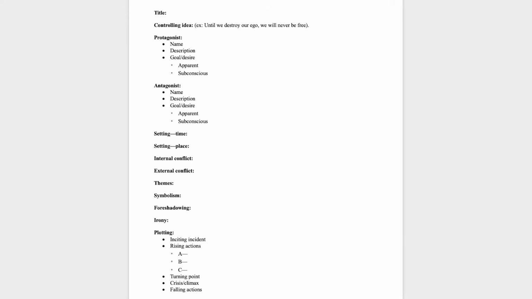Then we move on to protagonist and antagonist. And a story is only as compelling as the forces of antagonism. And so that's why I look at this in that binary way. I want to define both, and give the protagonist and the antagonist, what are their names, describe them, and then what are their goals, their apparent goals and their subconscious goals.